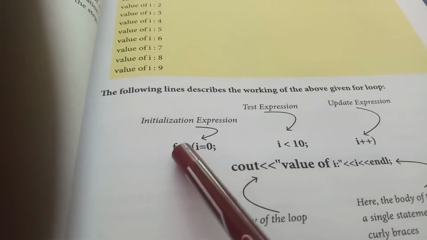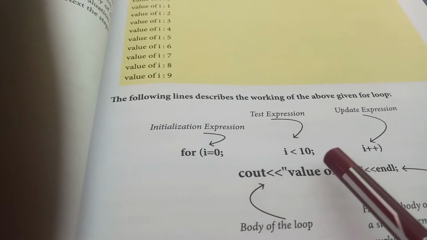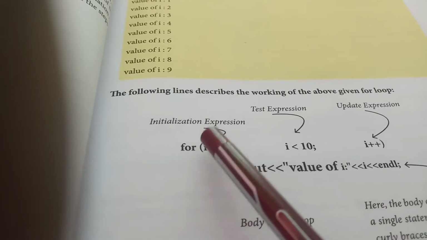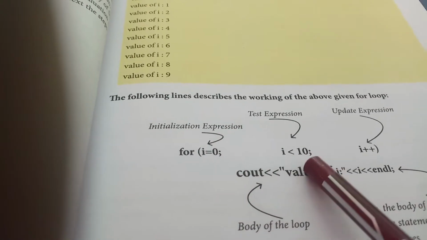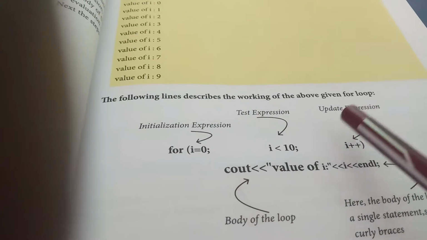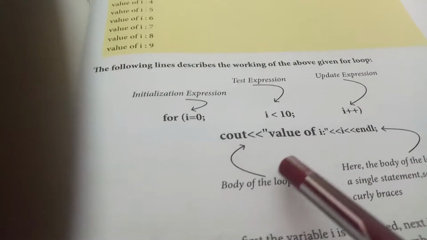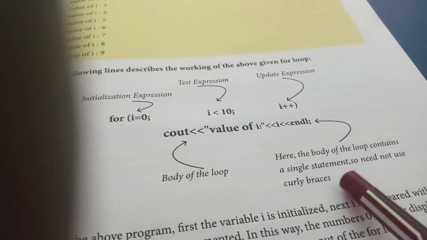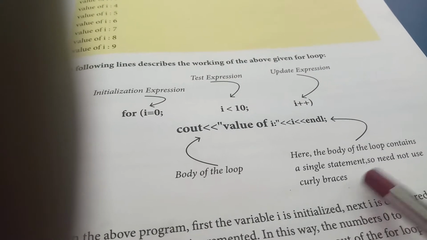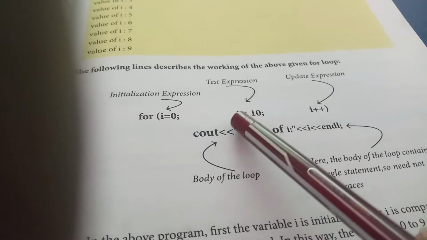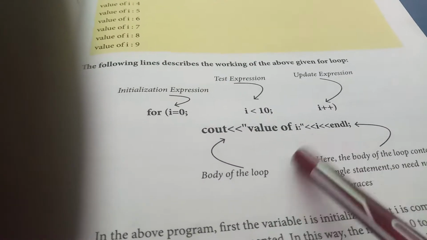First is for i equals 0, i less than 10, i plus plus. Here i equals 0 is the initialization expression, i less than 10 is the test expression, and i plus plus is the update expression. Then there is the body of the loop. Here the body contains a single statement, so there is no need to use curly braces. It will execute and display the result.